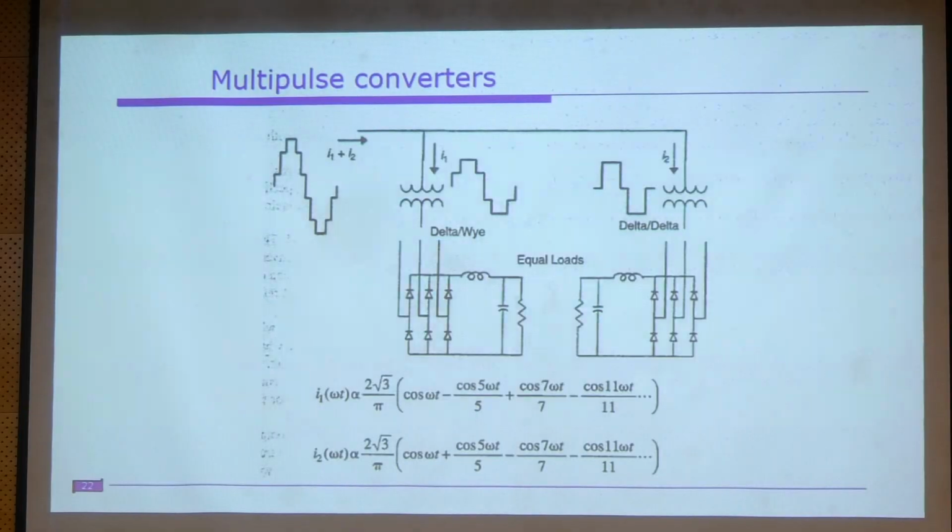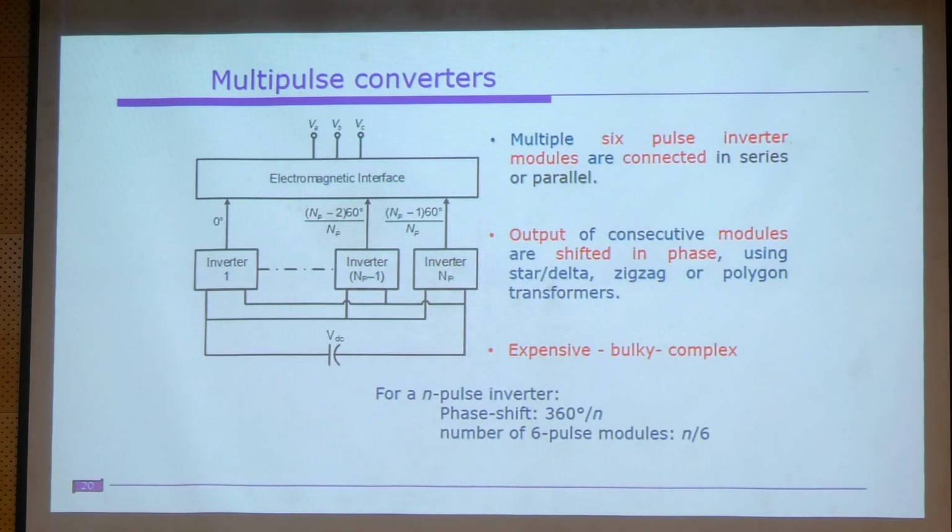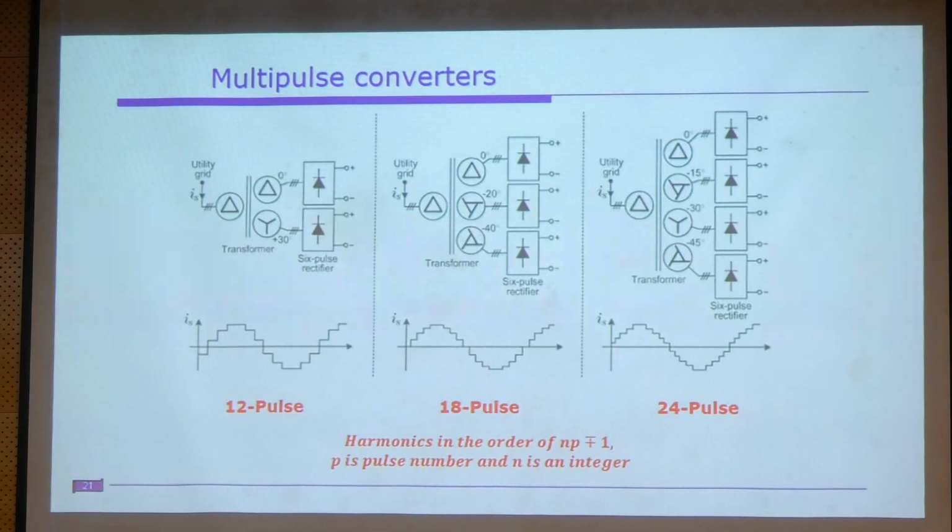One commonly used option for high power applications is multipulse converters, which you might have studied when you studied HVDC applications. Two converters are connected in series or parallel, so that you increase the current rating or the voltage rating. For that you require phase shifting transformers. The phase shifting transformer provides a shift between the input waveforms to the converter so that the harmonics will be cancelled out.